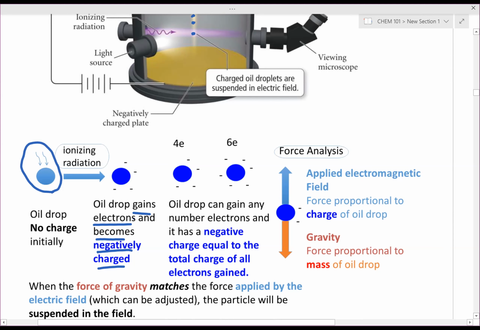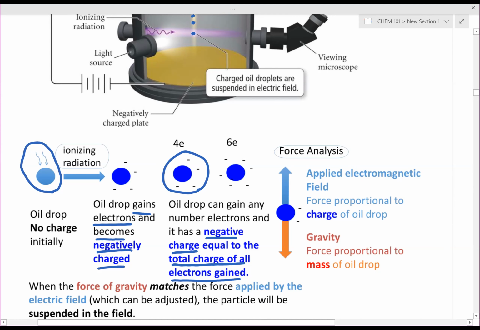Now, this is not an exact method. It can pick up a range of electrons. But the key feature of this method is that each different drop will have a negative charge equal to the total charge of all the electrons gained. So we can gain 2, 4, 6, 8, hundreds of electrons onto the surface of our oil drop, and the charge of the oil drop will change. Looking at this example, 4 electrons has a different charge than an oil drop with 6 electrons.